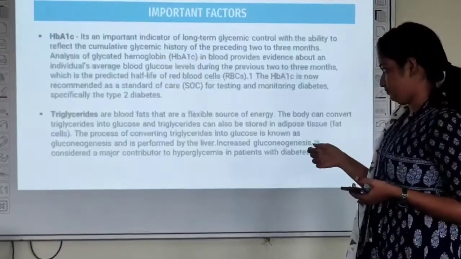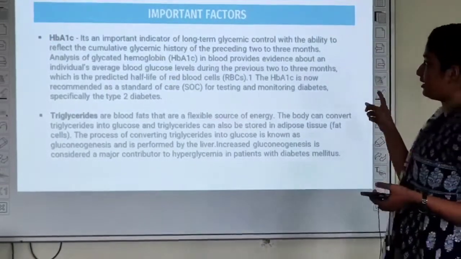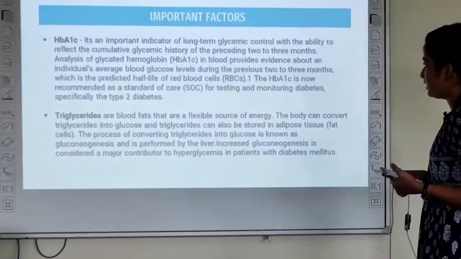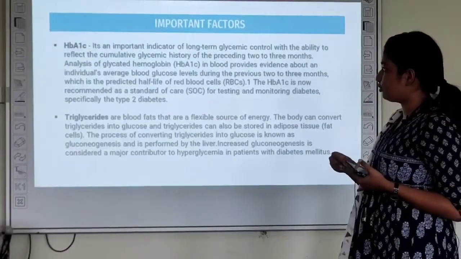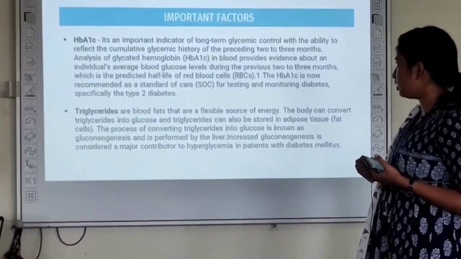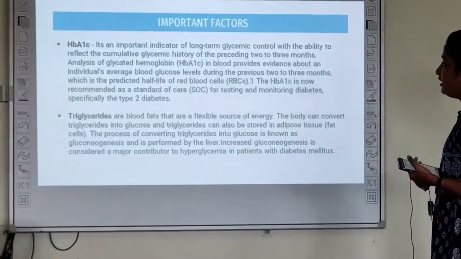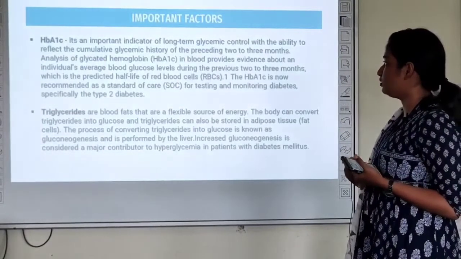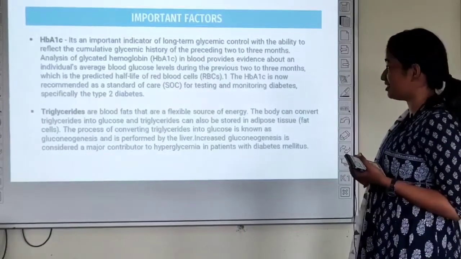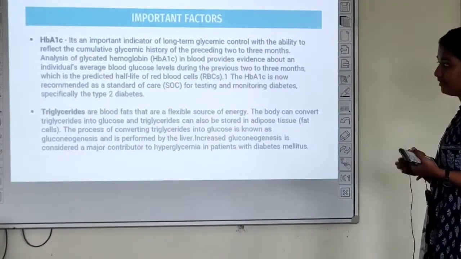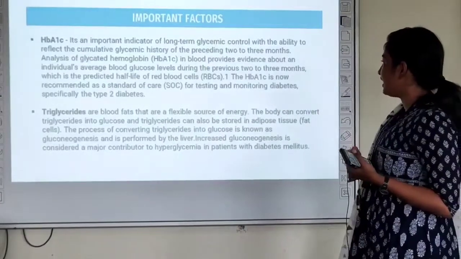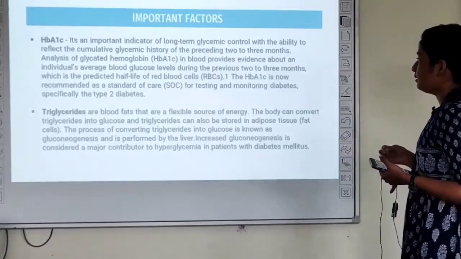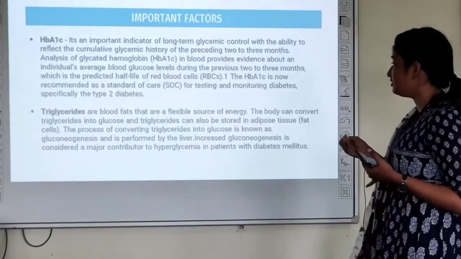And next slide. So the important factors we saw here, HbA1c, it's an important indicator of long-term glycemic control with the ability to reflect the cumulative glycemic history of the preceding 2 or 3 months. Analysis of glycated hemoglobin in blood provides evidence about an individual's average blood glucose levels during the previous 2 or 3 months, which is predicated on the half-life of red blood cells. The HbA1c is now recommended as a standard of care for testing and monitoring diabetes, specifically type 2 diabetes.